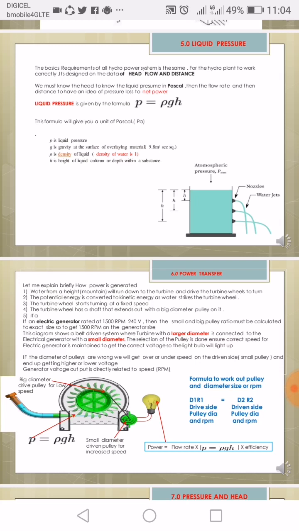Pascal. Liquid pressure is given by the formula. I will explain the terms here. There's the liquid pressure, rho g h. Pressure equals gravity times density times height. Now you need this liquid pressure. Okay, liquid pressure, I will explain using the blue tank here. This is the blue tank here. Now you can look in.